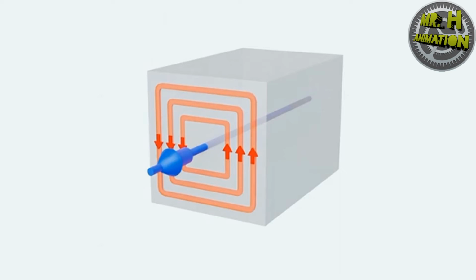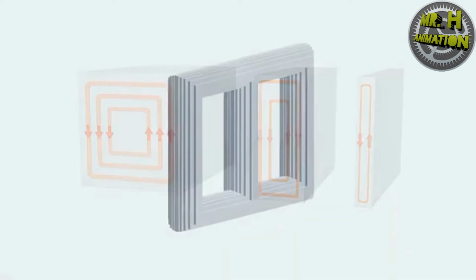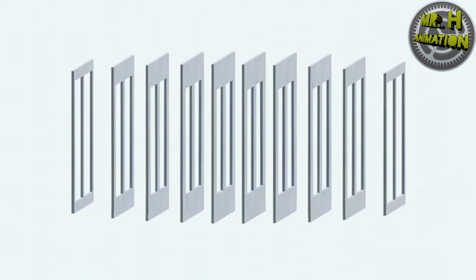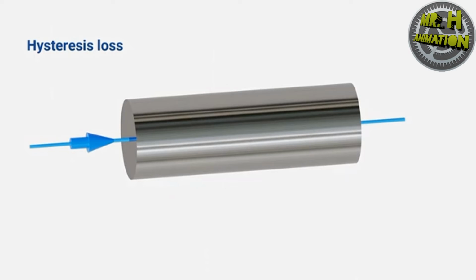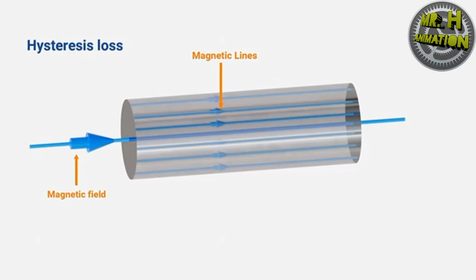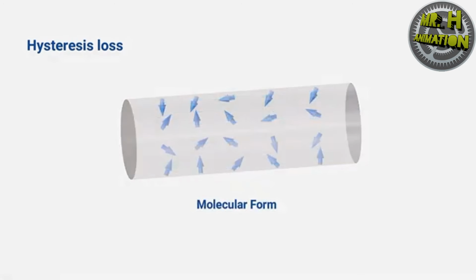Since the eddy current flows about the cross-sectional area of material, reducing the area reduces the magnitude of the eddy current. This is why transformer cores are made up of thin insulated sheets instead of a solid metal. The core also bears hysteresis loss. When some magnetizing force is applied to a magnetic material, magnetic lines are developed within the medium. Let's observe this in the molecular form.